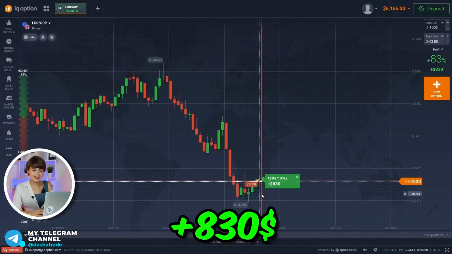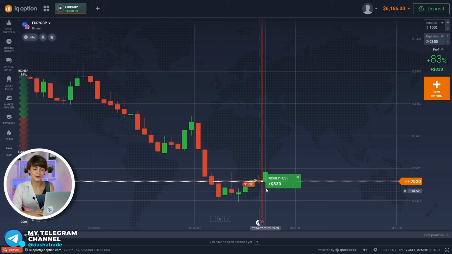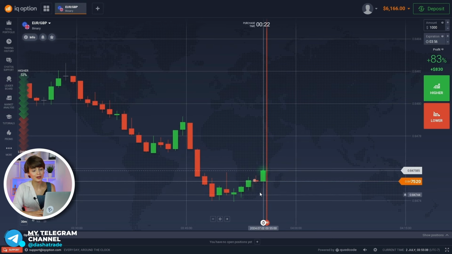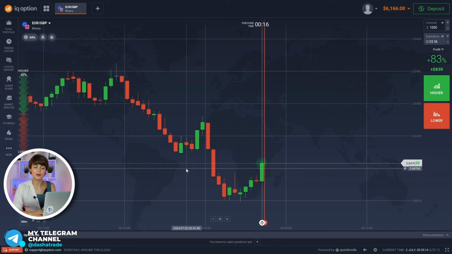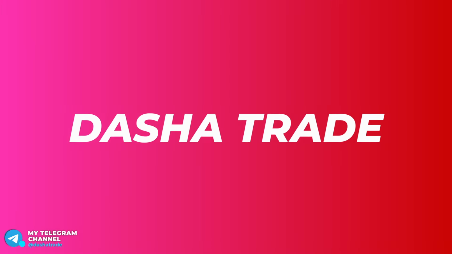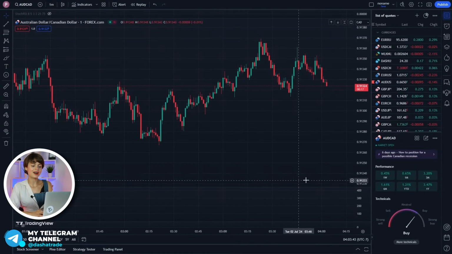Wow, as we can see, the deal is closed in profit, but we didn't catch any strong movement. We've just caught a small movement on one candle. But what matters the most is that we've got a profit. We go on. Well, guys, I found another interesting case. We see the signal to sell and move to the trading platform.